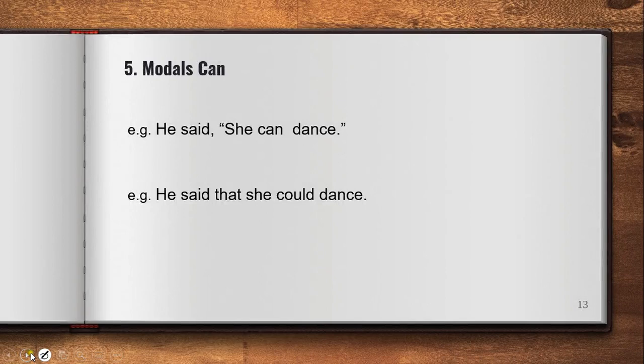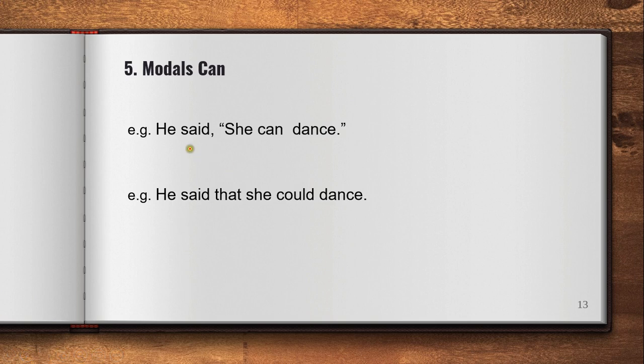Next, number 5. Modals. Do you know what modals are, guys? Modals is not like, okay, I want to have capital. Not like that. Okay, modal. It's like auxiliary, a helping verb. Okay, so let's take a look. Modals with can. Okay, with can.